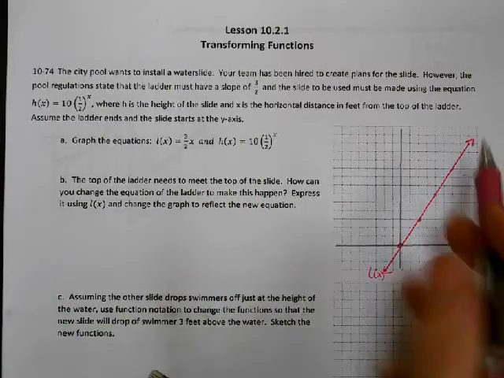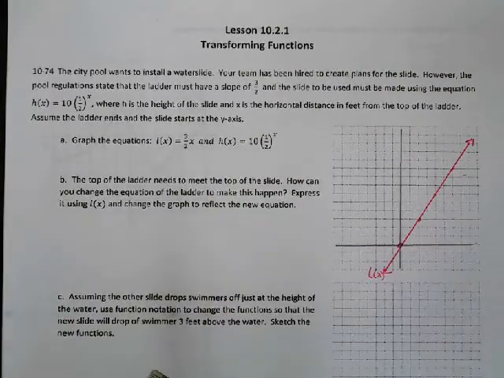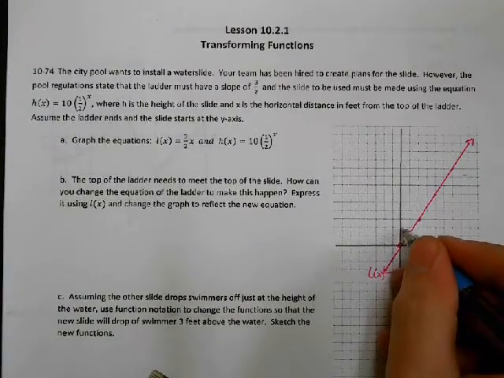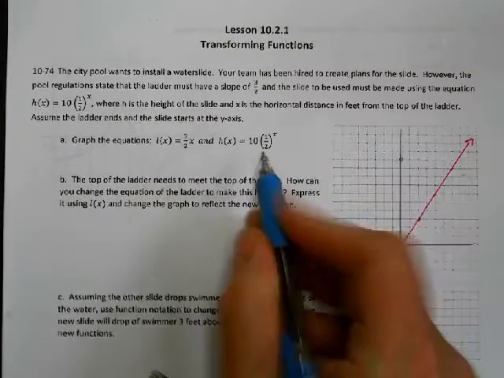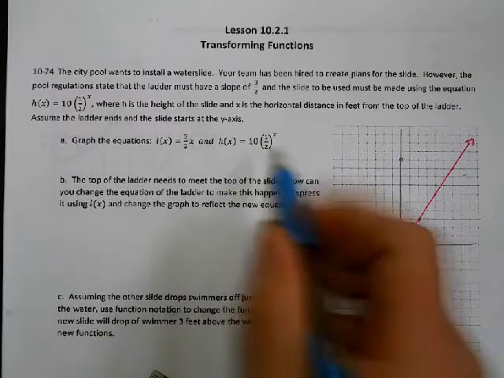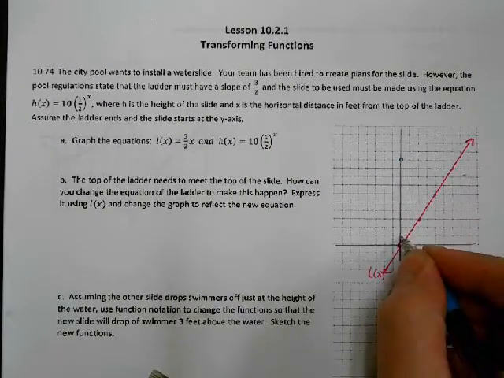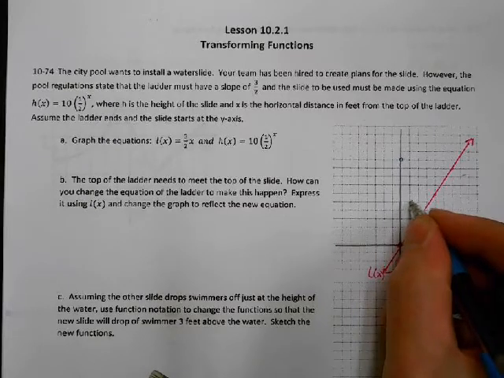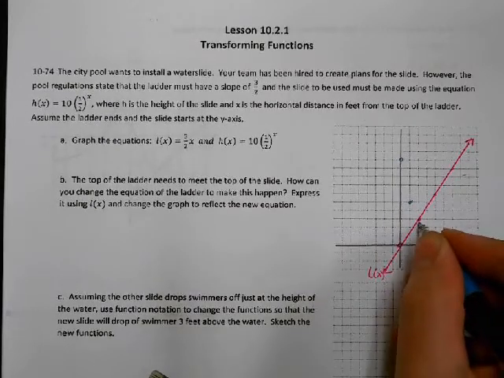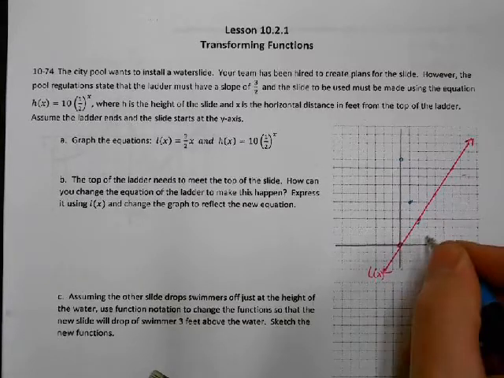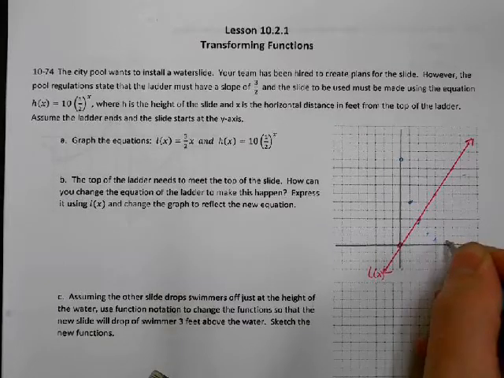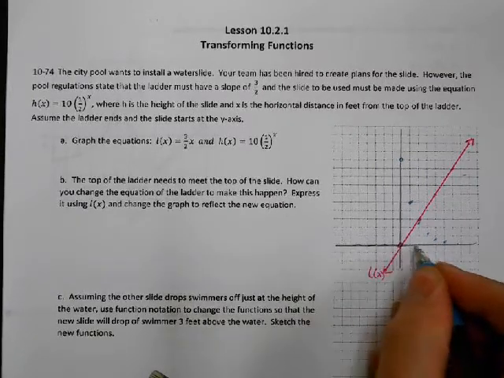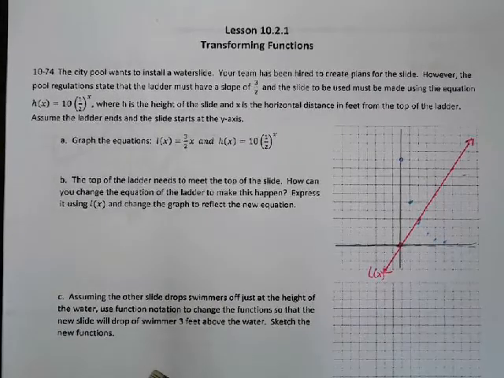H of x is the actual slide. The a value is 10, so my y-intercept is at 10. The multiplier is 1/2, so I'm dividing every single time. So the next point would be at 5, the next point would be at 2.5, then 1.25, then 0.625, and then 0.3125. We know that the asymptote there is going to be at y equals 0.